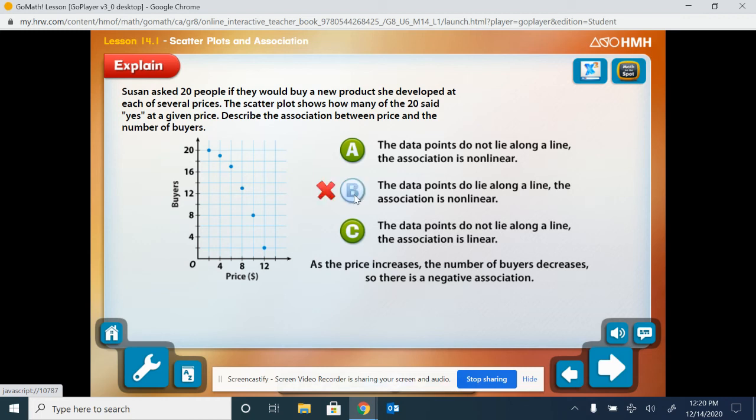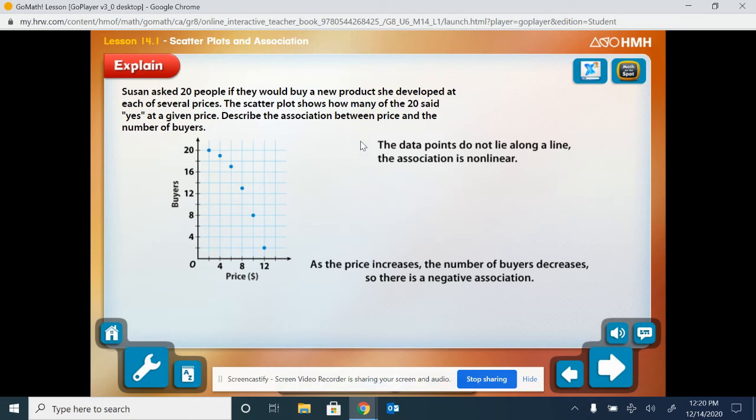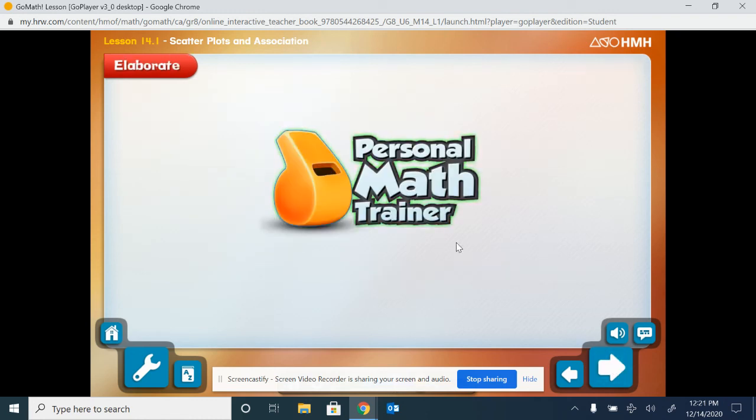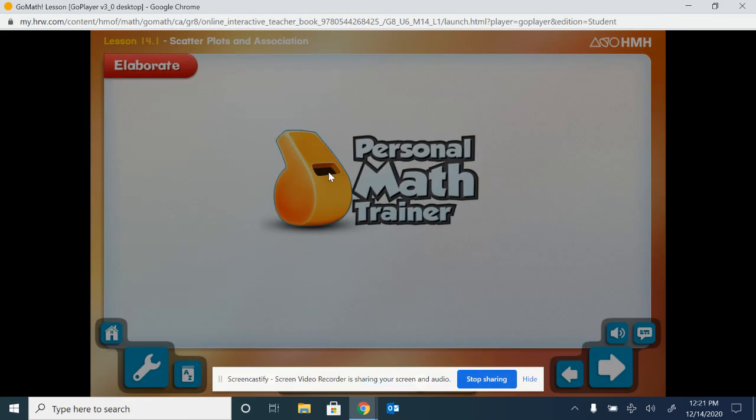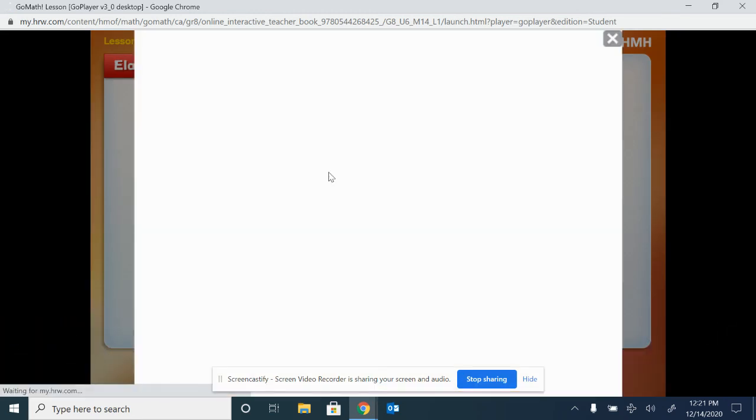I was correct the first one. That's not correct. The data points do not lie along a line. The association is nonlinear. Now you know that I make lots of mistakes, and it's okay.